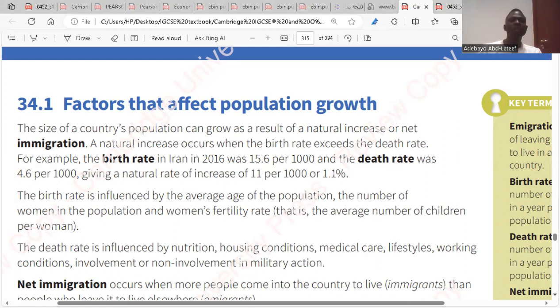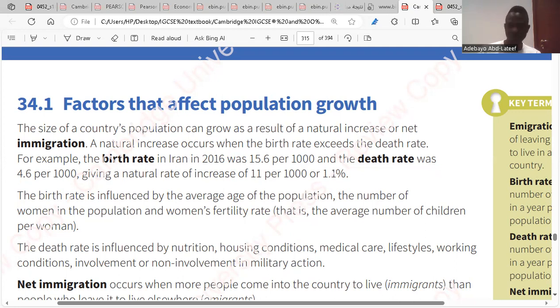They say a natural increase occurs when the birth rate exceeds the death rate. For example, the birth rate in Iran in 2016 was 15.6 per 1,000, and the death rate was 4.6 per 1,000, giving a natural rate of increase of 11 per 1,000 or 1.1%. That's not immigration, that's net immigration. So basically, the population can increase either through natural cause, which is birth rate, or through net immigration.